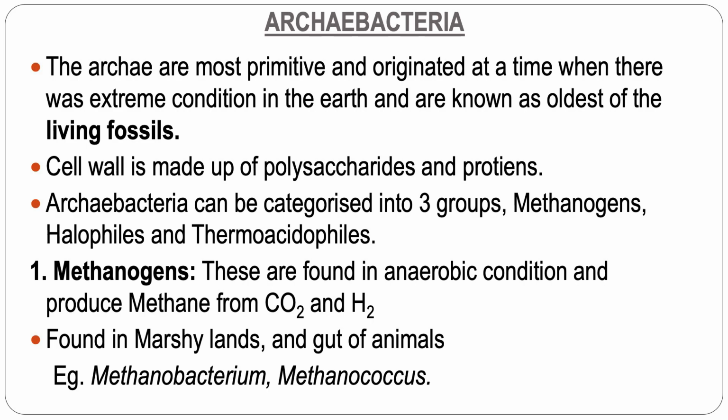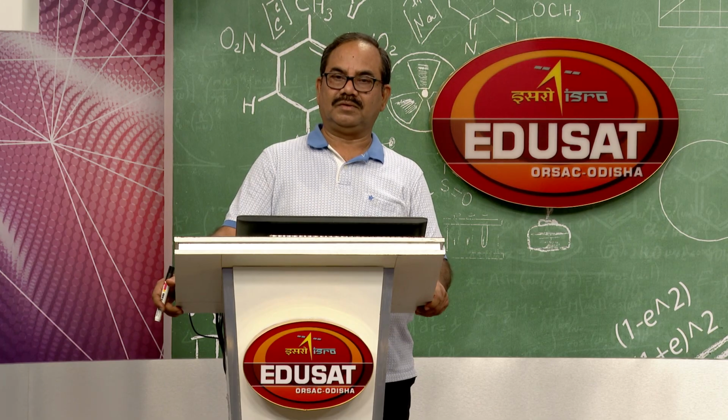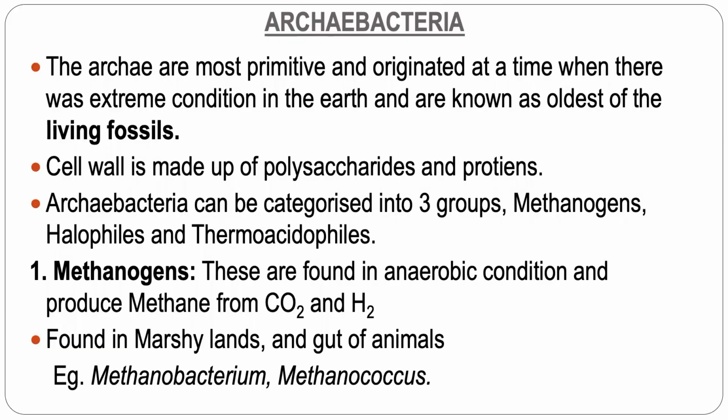These are categorized again into 3 groups: methanogens, halophiles and thermoacidophiles. The methanogens are related to the production of methane gas. They are found in anaerobic conditions. They can grow in anaerobic conditions and produce methane from carbon dioxide and hydrogen. These are found in marshlands and also in the gut of animals, and they have the major responsibility for production of the greenhouse gas methane.